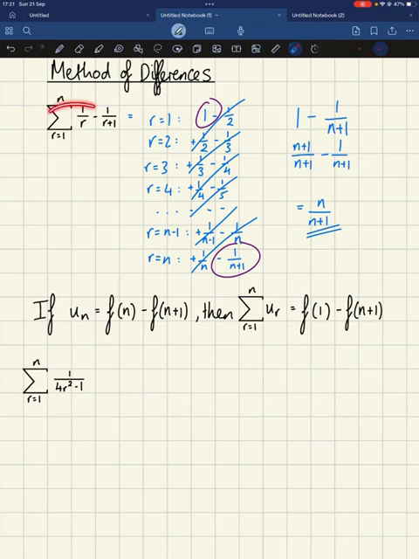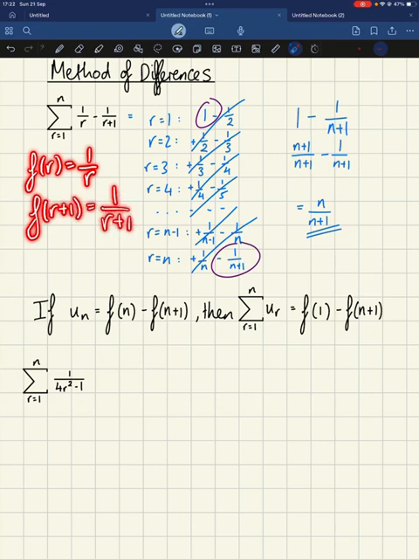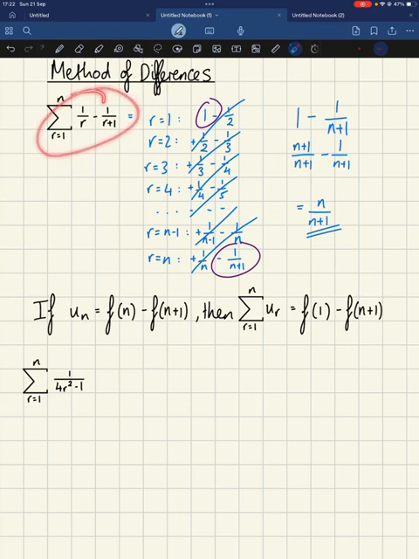So if we look here, this is in terms of r, so that would just mean that f of r was equal to 1 over r, and then f of r plus 1 is 1 over r plus 1. So f of r minus f of r plus 1 is literally this. So this satisfies this. So therefore, our answer would be f of 1 minus f of n plus 1.